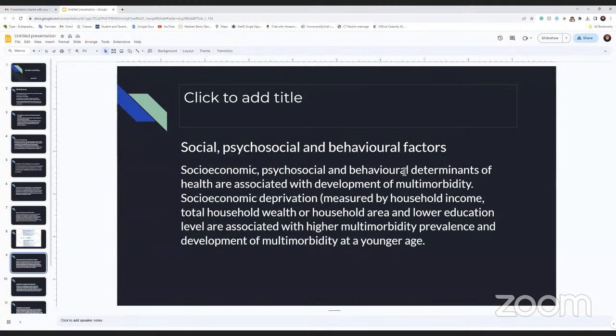Socioeconomic, psychological, and behavioral determinants of health are associated with development of multimorbidities. Socioeconomic deprivation measured by household income, total household wealth, or household area, and lower education levels are associated with higher multimorbidity prevalence and development of multimorbidity at a younger age.